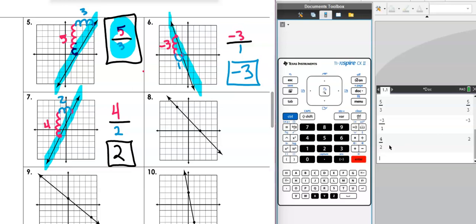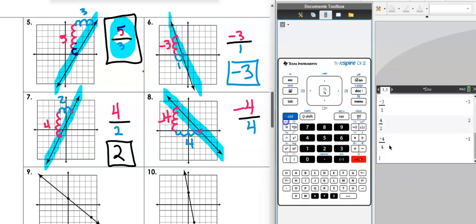Let's do one more. I notice that number 8 is decreasing from left to right, so my answer should be negative. To go from the first point to the second, I'm going to go down 1, 2, 3, 4 times. Down is a negative direction, so my rise is -4. Now I'm ready to find my run. From where I left off, I need to go 1, 2, 3, 4 units to the right, and I get -4 divided by 4 for my slope, which when we do that division, we get -1.